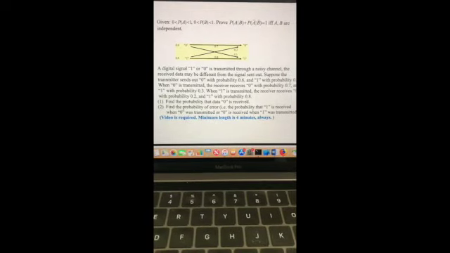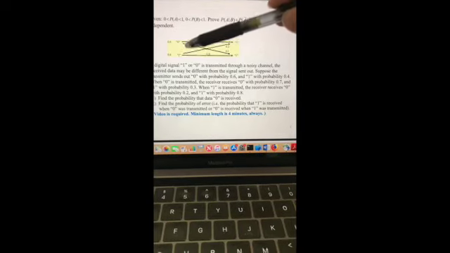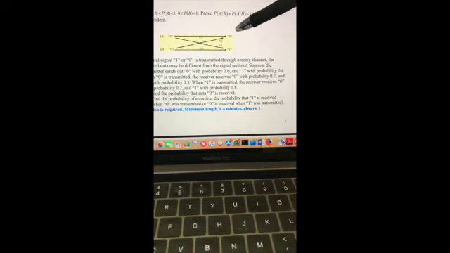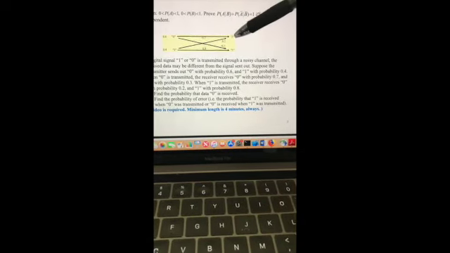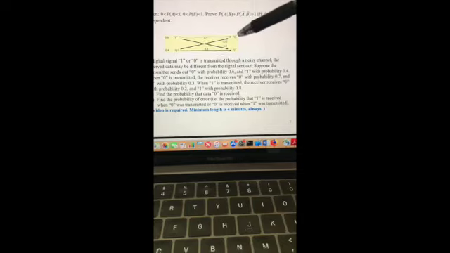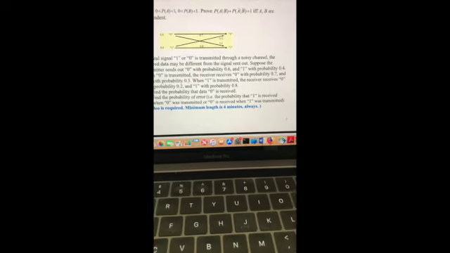So this graph shows the probabilities for the data transmission and receiving. The probability of transmitting 0 is 0.6 and the probability of transmitting 1 is 0.4. When 1 is transmitted, the probability of receiving 0 is 0.2, and the probability of receiving 1 is 0.8. When 0 is transmitted, the probability of receiving 0 is 0.7, and the probability of receiving 1 is 0.3.